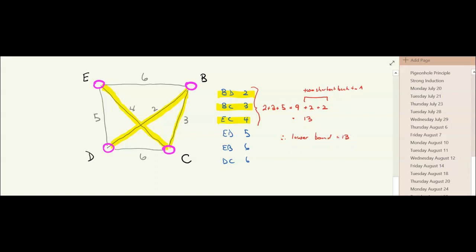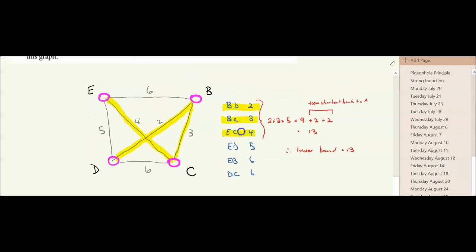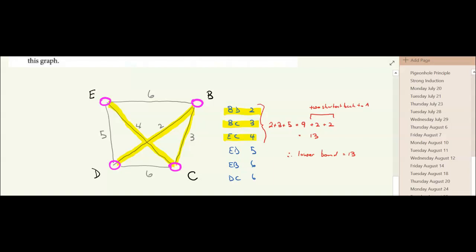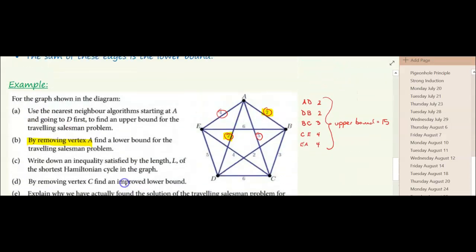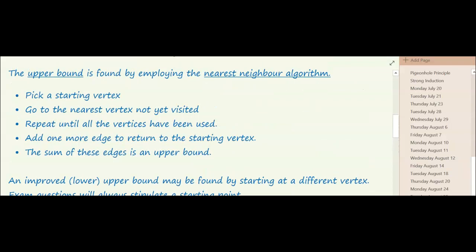So I know my shortest distance around, visiting each of my points, lies no smaller than 13 and no larger than 15. So that's the best we can do. If we can find a Hamiltonian cycle that gets me in that range, then I know that I've pretty much got the best I can get. So that's our hybrid algorithm we use for the upper bound.